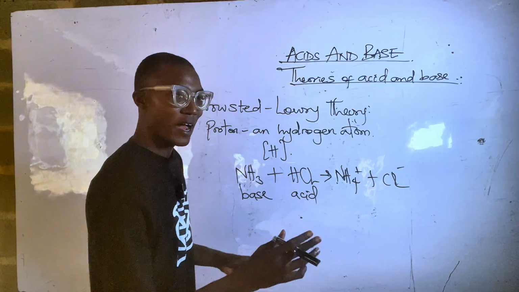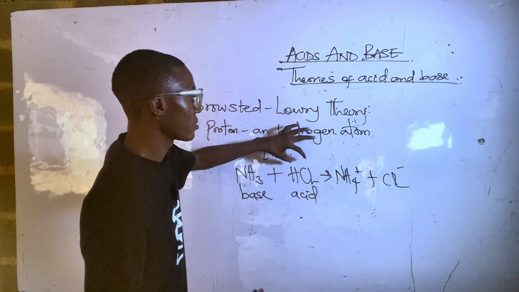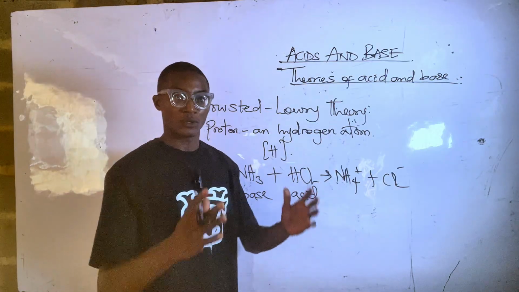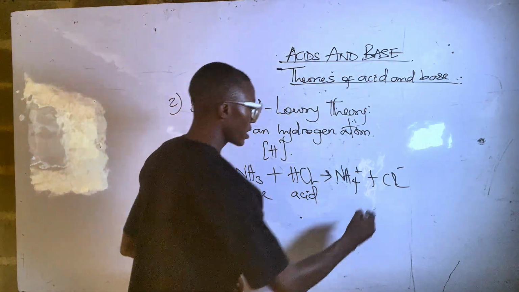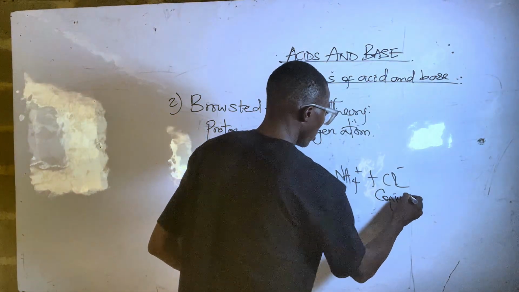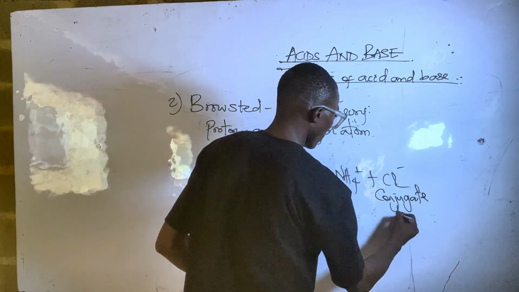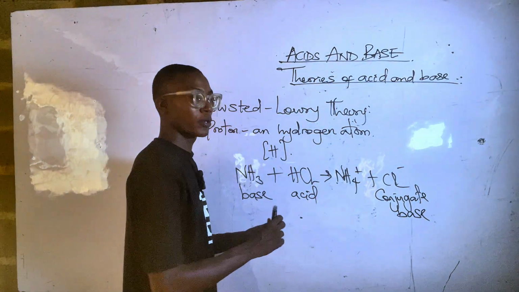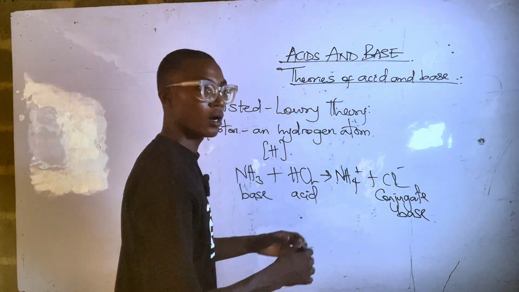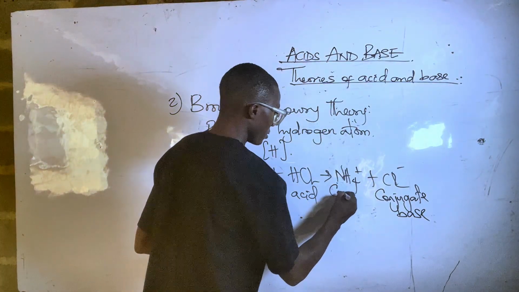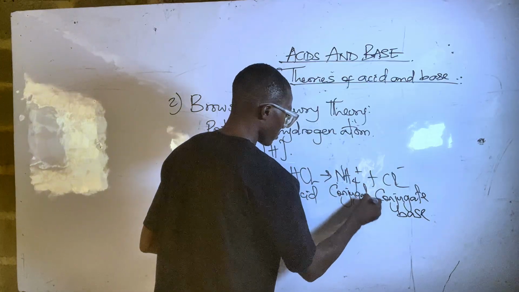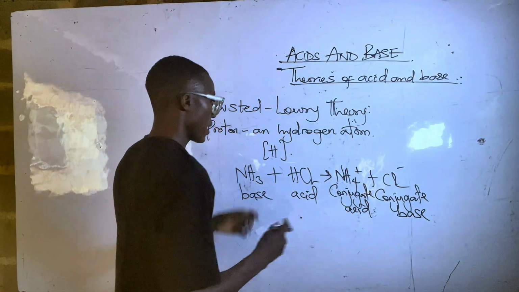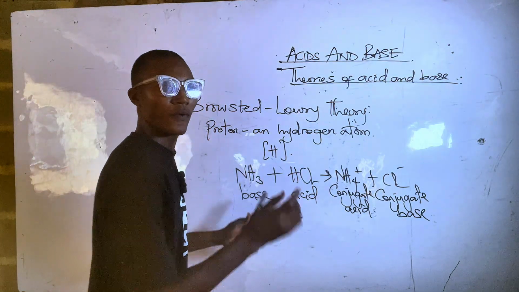Now going further, when an acid donates a proton, on the other side, after donating the proton, it is called conjugate base. While a base, after accepting the proton on the other side, it is called conjugate acid. I can give you one more example on this for proper understanding.